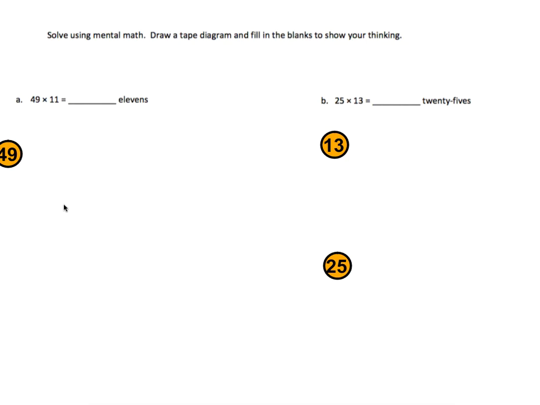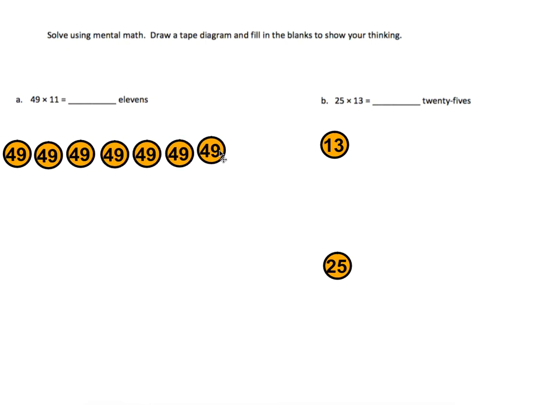There's a very specific way to model this type of problem, 49 times 11. For this, the simplest way to think about it is 49 10 times. Two, three, four, five, six, seven, eight, nine, ten. And I'm just going to put one more up here. When you take a look at it like this, how do you solve it mentally?